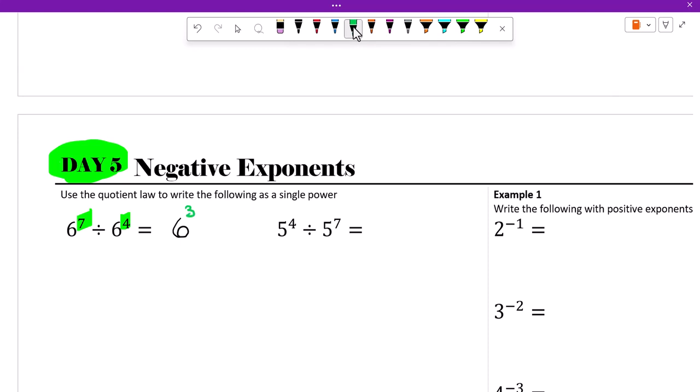On the next one, the base stays the same. We got the same numbers. Negative 3. Thank you, Ryan. The order of the numbers are different. The way we do our subtraction is our first number minus our second number. So 7 minus 4 is 3. But 4 minus 7 is negative 3. So the order matters. All of a sudden you have a negative exponent. What does it mean?